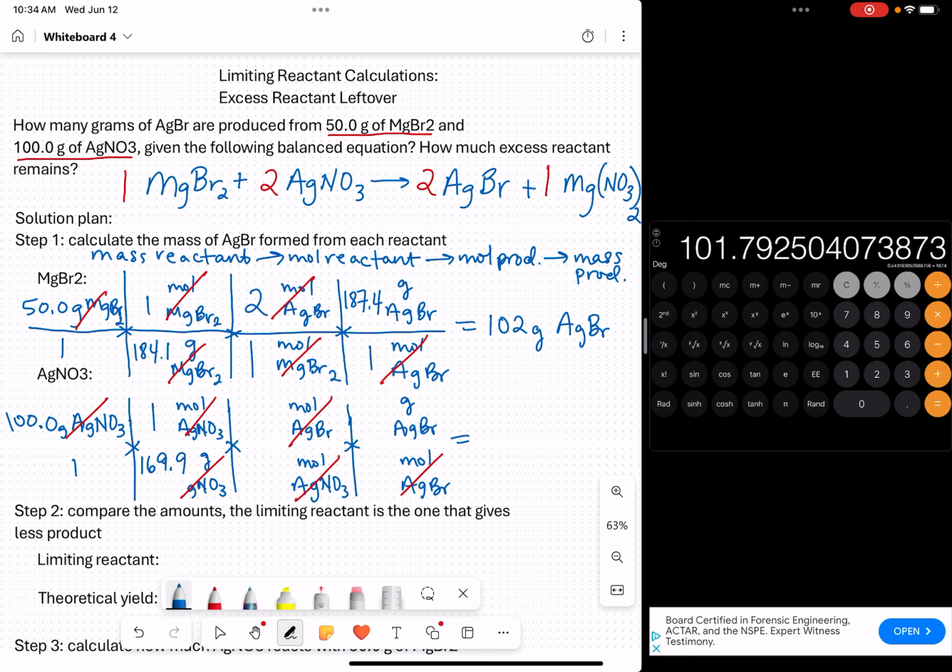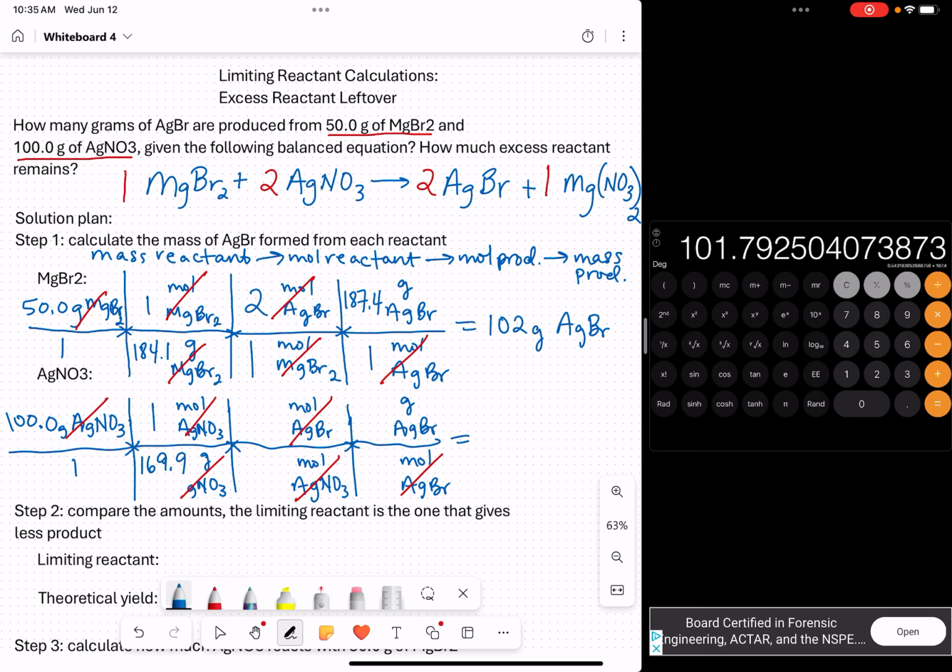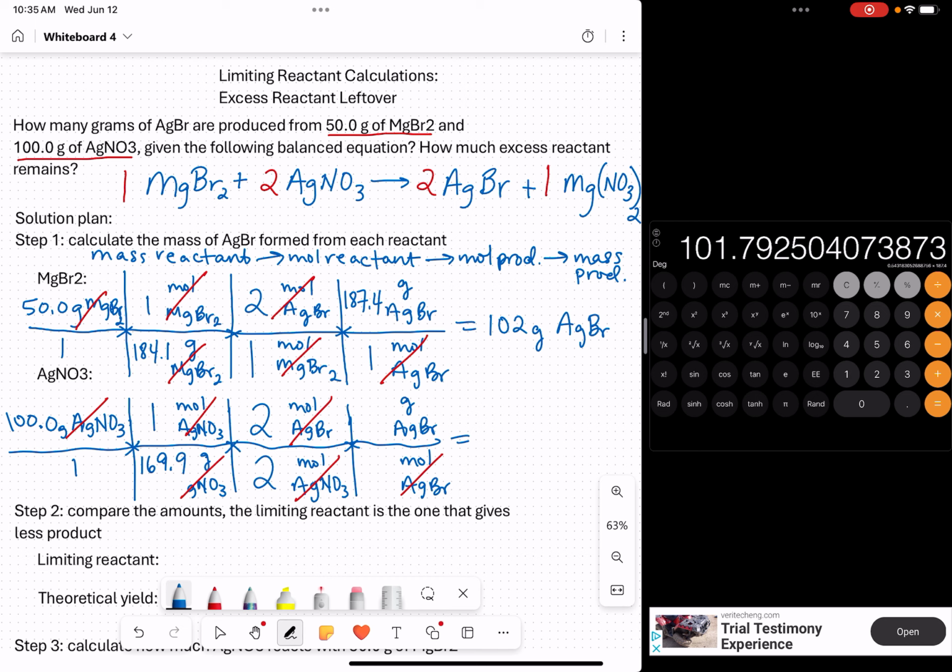So for every mole of silver nitrate, I get 169.9 grams. And then looking up at the equation, the coefficient in front of silver bromide is 2. The coefficient in front of silver nitrate is 2. So actually that cancels, so I could skip that step in my calculations because 2 divided by 2 is 1. So I don't need to do anything when the molar ratio is the same.